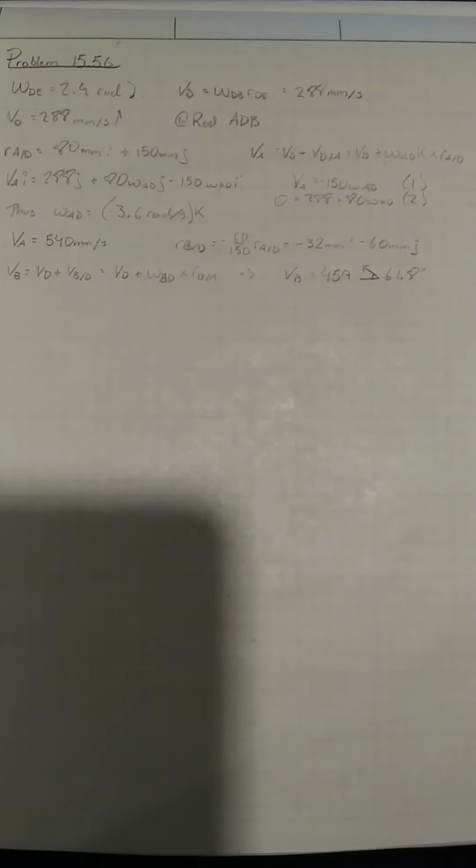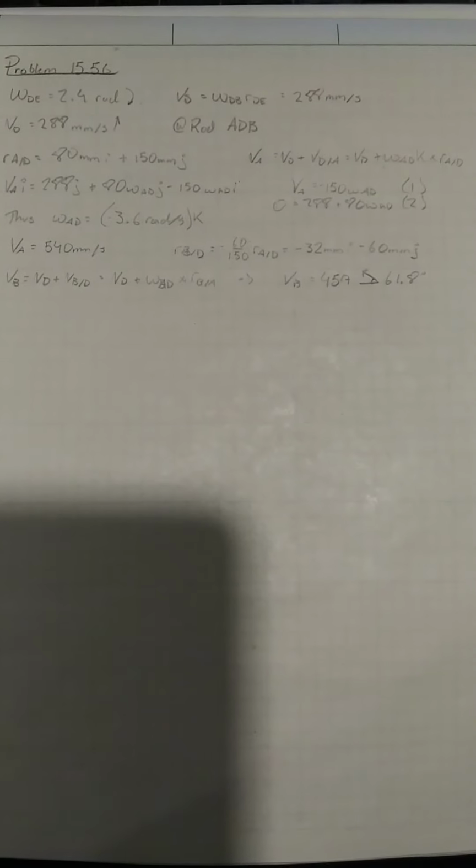And then we equate the components, so we've got our I and our J, so we have an equation for each. So we can solve for our omega sub AD, and we solve for our V sub A. And then by our proportions, we can then use our R sub B over D equation and our V sub B equation to solve for V sub B, and that gives us V sub B equals 457 millimeters per second, 61.8 degrees up and to the left.